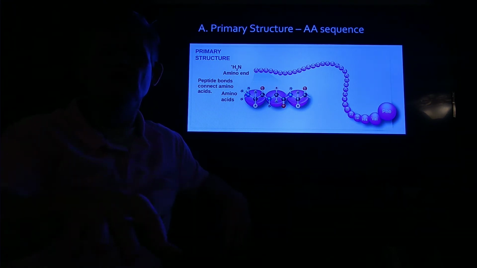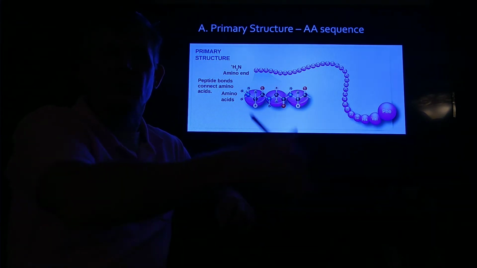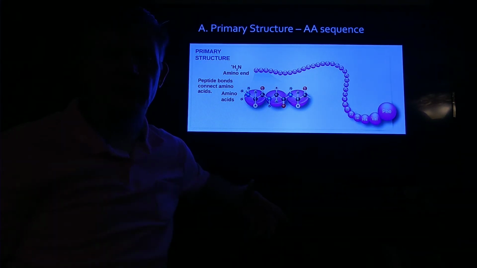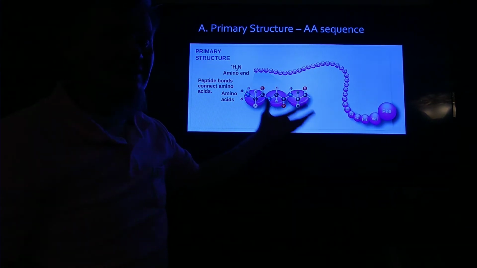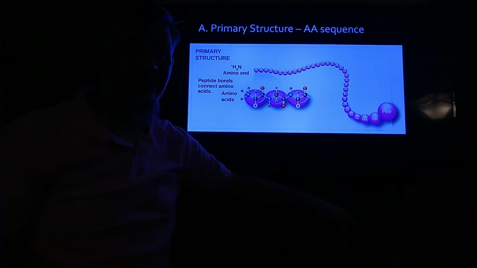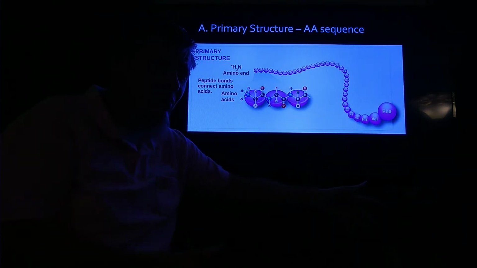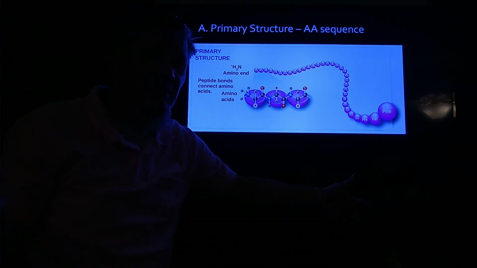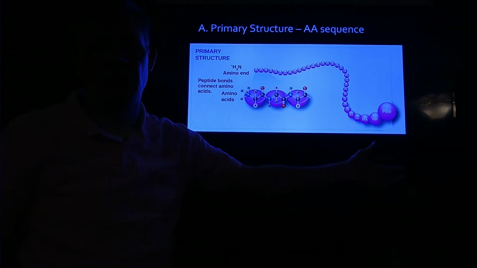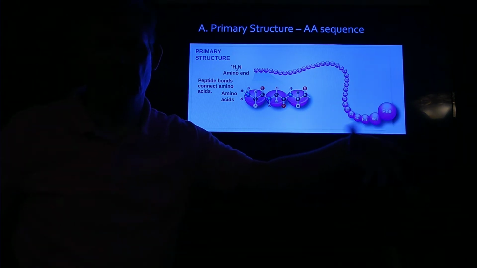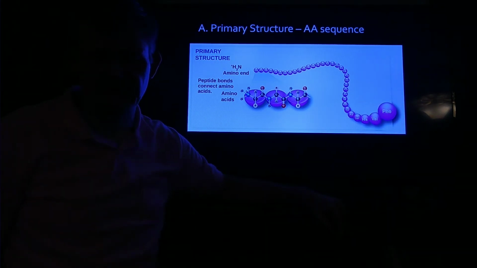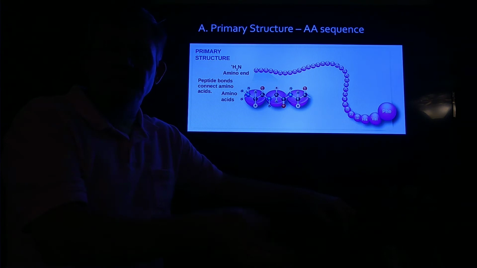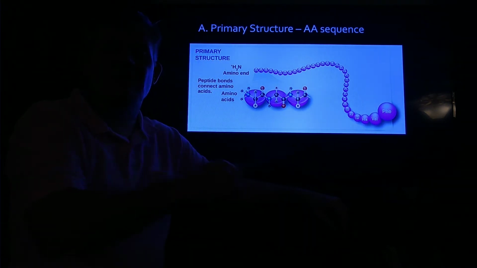And just like you can use the same letters more than once in a word, you can use the same amino acid more than once in any one protein. And to be fair, if there's only 20 amino acids, and it takes at least 50 of them in a row to make a protein, I had to use some of them more than once. You're going to use all of them more than once when you make a protein. Our first level of protein structure is the amino acid sequence.